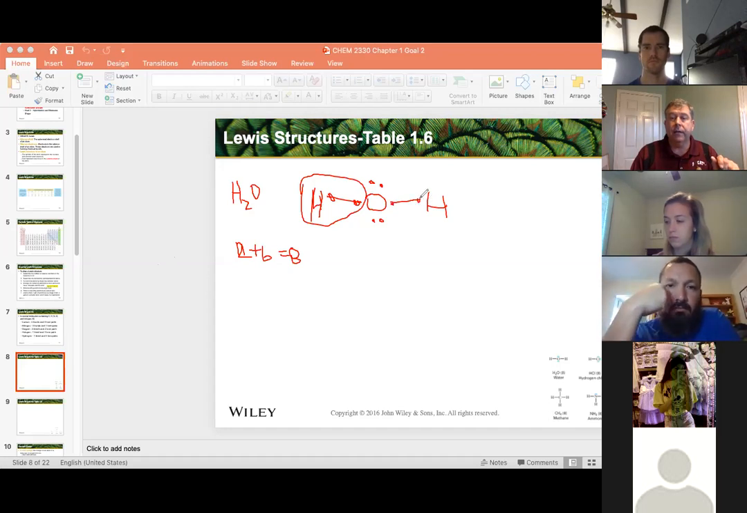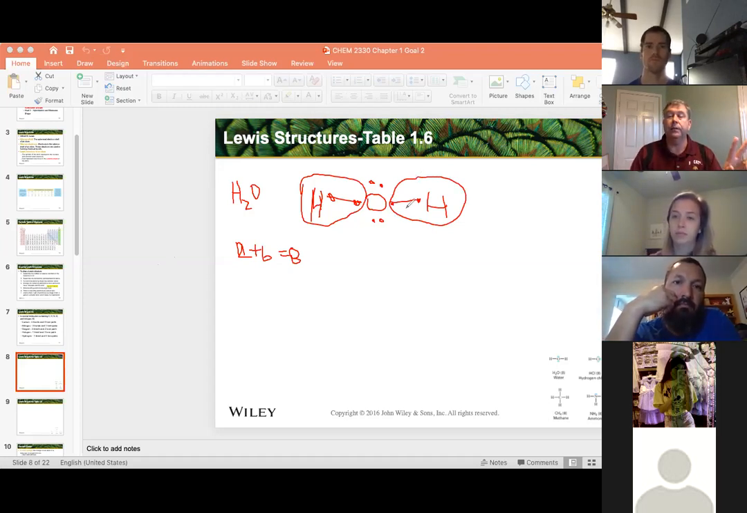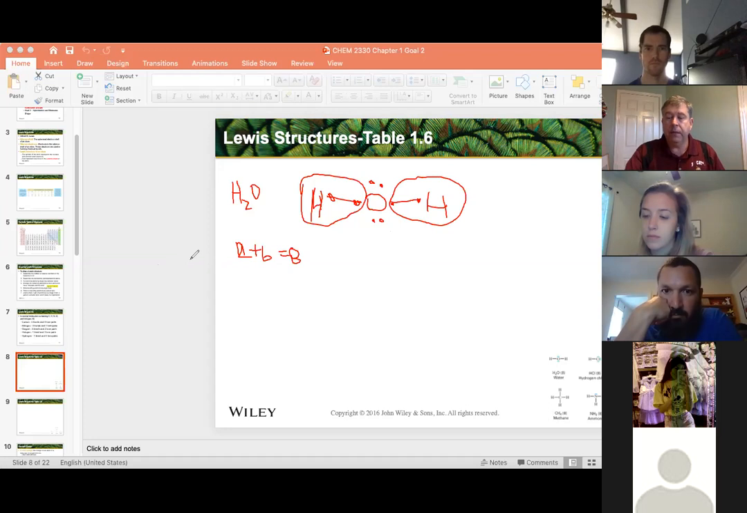This hydrogen over here also has 2 electrons that it shares here. So that hydrogen is filling its rule of 1 bond and no lone pairs. And our oxygen has 2 bonds and 2 lone pairs. So it follows its rule. Okay. Does that answer your question? Yes, thank you.